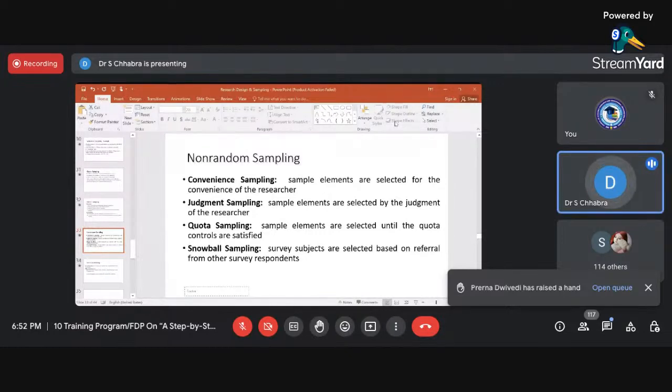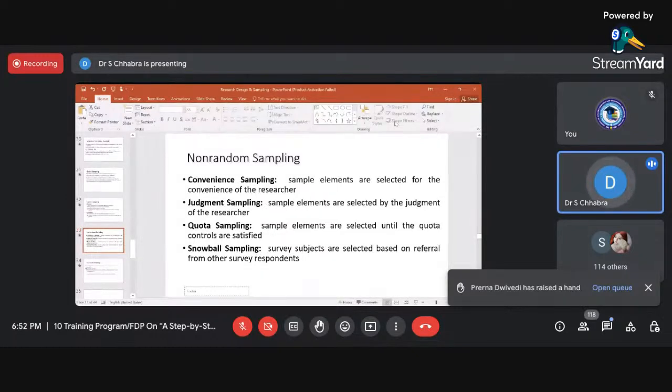So what I can do, say, I can approach one of the de-addiction centers, and the youngster who is undergoing treatment at the de-addiction center, from him I can get a reference of someone else, because he would be knowing someone else who has a similar habit. From that I can know someone else. So this is where referral sampling comes in.